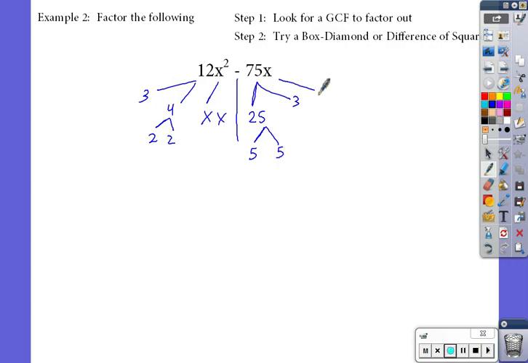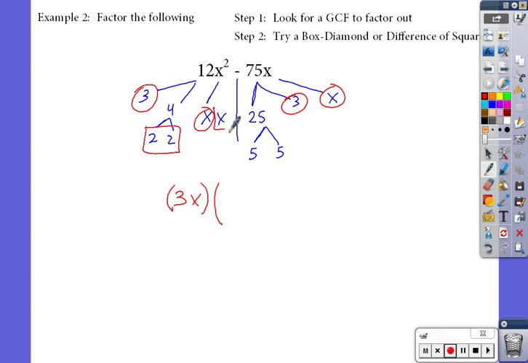All right, and then the x is just x. So when I'm going common factors here, I have a 3 and a 3. Good. So that goes out in front. I have an x and an x. So that goes out in front. Leftovers, I have 2 and 2, which is 4x. And over here I have 5 and 5, which is 25.